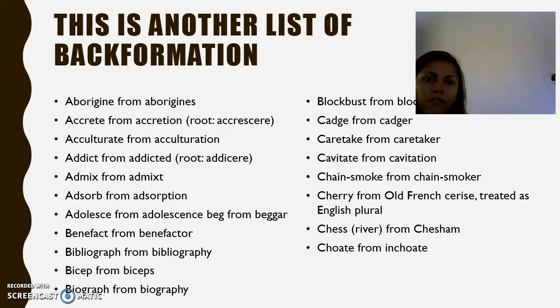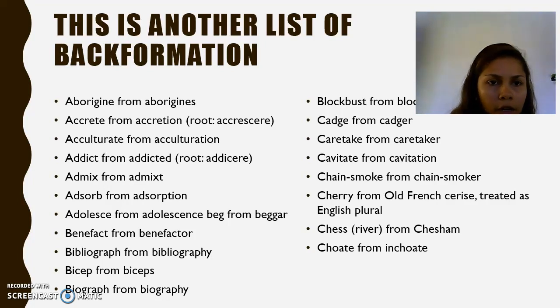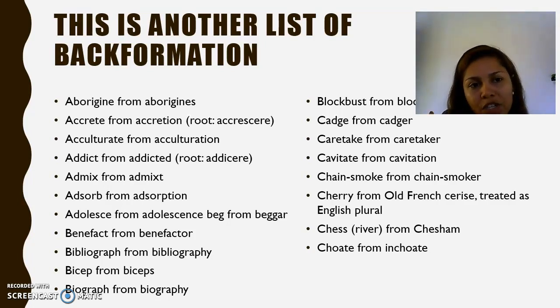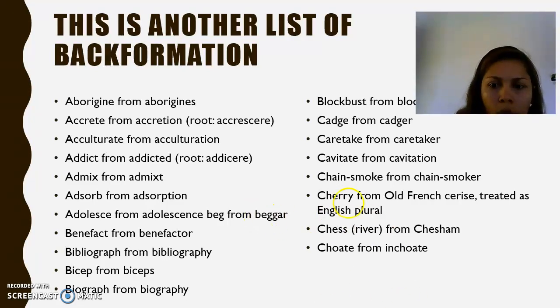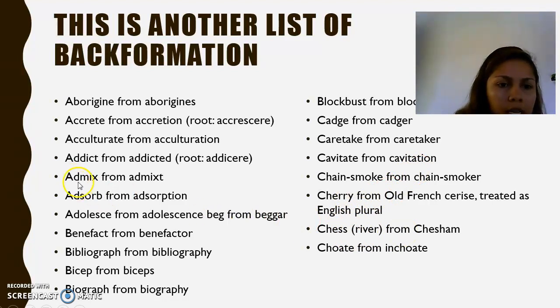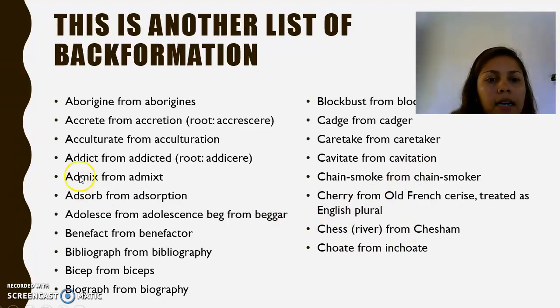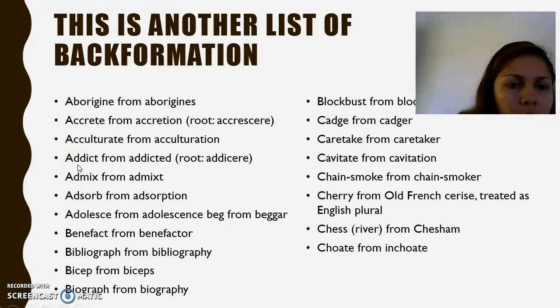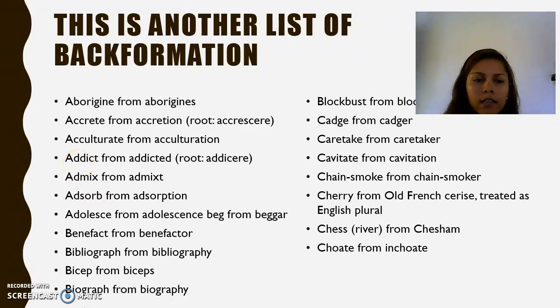This is another list of backformations. We can see a lot of short words because there are a lot of words that are created or formed from another word. So we can see in that list, for example, cheese driver from cheeseman, admin from administration, and addict from addicted. So there are a lot of backformations that you can find or look up on a website.